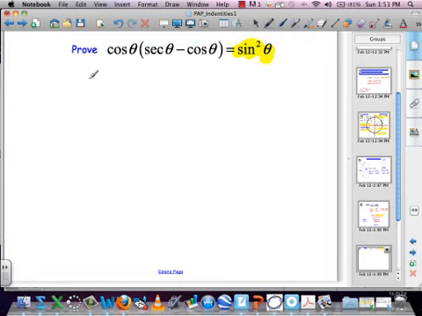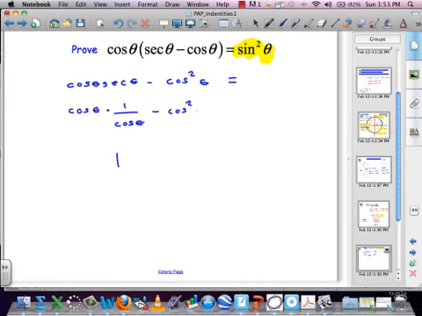All right, what do we do here? Well, I just can't help myself. I'm going to multiply through by cosine theta. That just makes sense to me. So cosine theta secant theta minus cosine squared theta. I'm just going to write an equal sign; I'm not going to do anything over there. All right, what is this? Well, cosine of theta times secant of theta. Secant of theta is 1 over cosine theta. So look at that, that's going to end up being 1. Still have the minus cosine squared theta: 1 minus cosine squared theta.